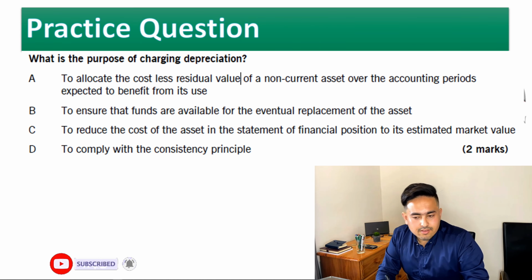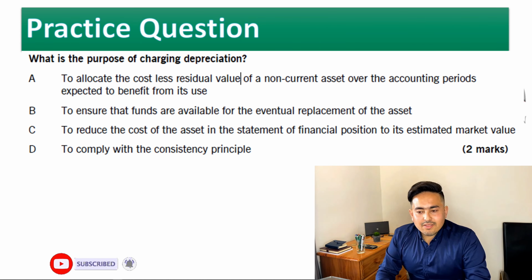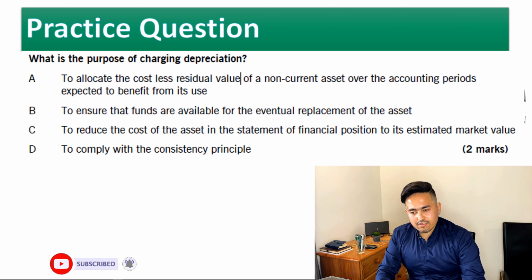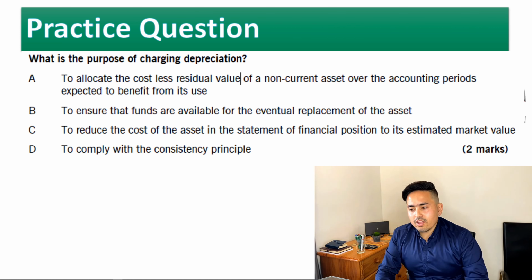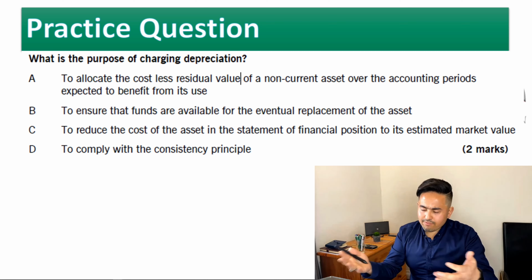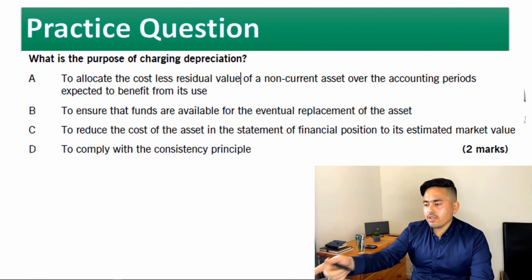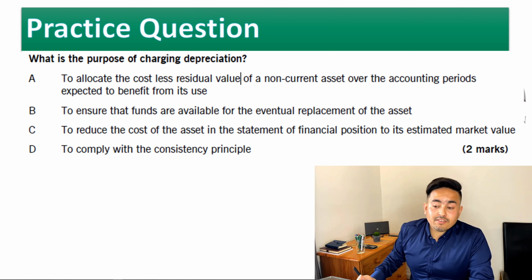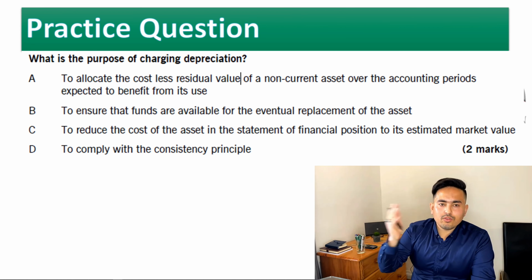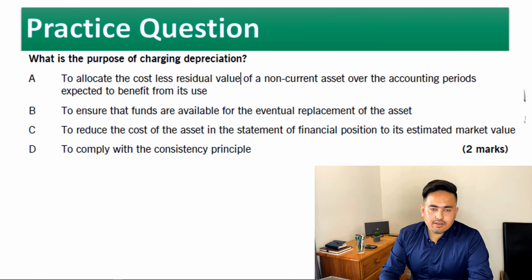This is not the reason, but the best option is to allocate the cost less the residual value of a non-current asset, or a fixed asset, or a tangible asset in our term, over the accounting periods expected to benefit from its use. We are using that. We are allocating a portion of that cost to the income statement.